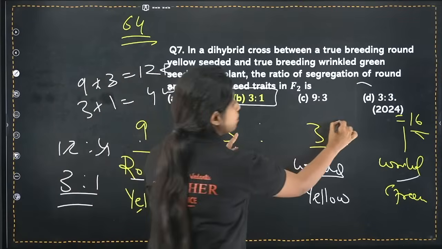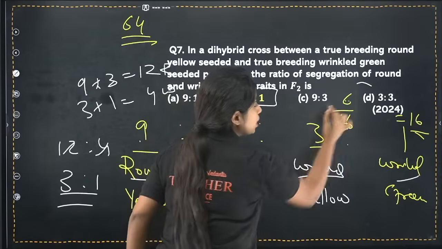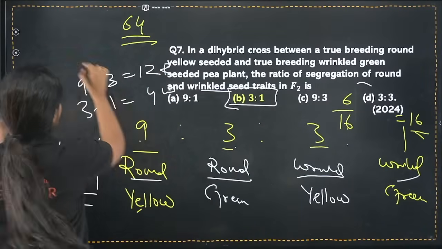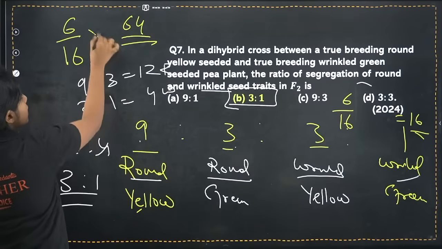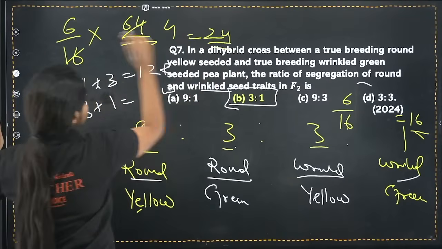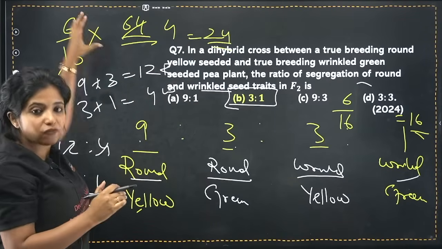So out of 16, 3 plus 3, 6 of them are going to show non-parental, and you have to find this for 64. So what do you do? You have the formula 6 by 16 into 64. Now if you do this, you get 24. Out of 16, 6 of them are non-parental.